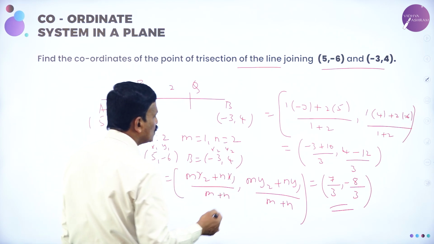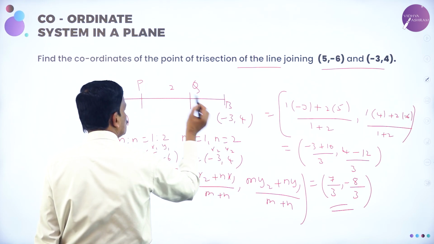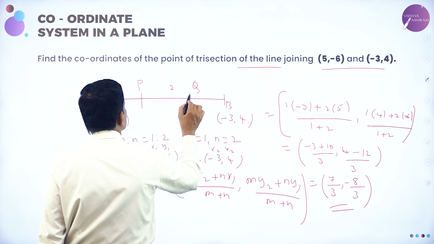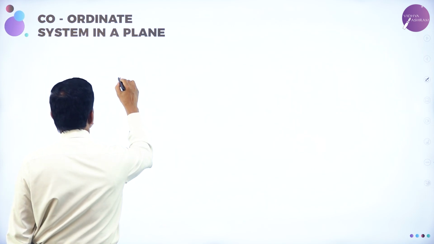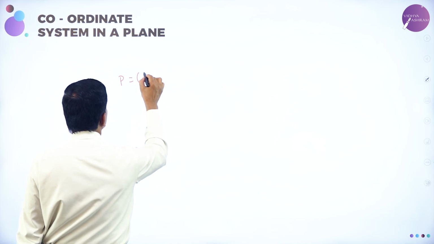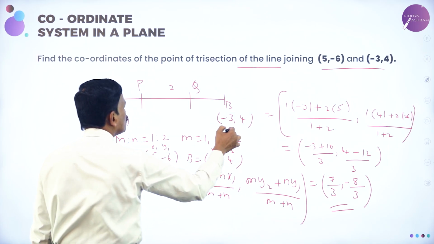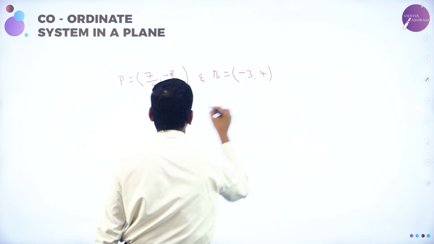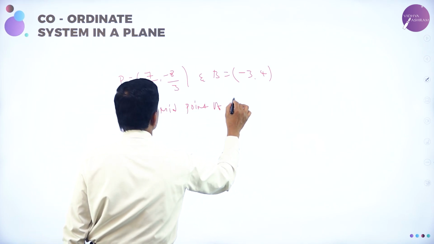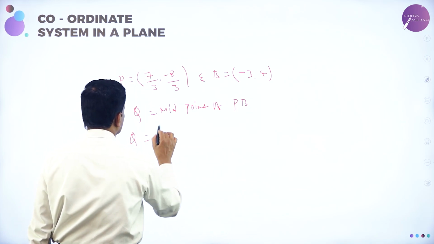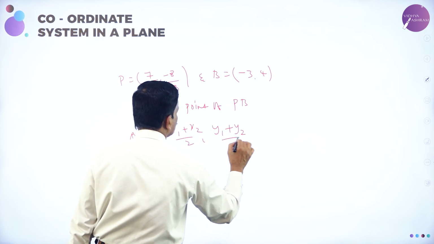Now then, since Q divides AB in the ratio 2:1, we can use the same formula, or since Q is the midpoint of PB, we can find the coordinates of Q. Here, what is P? P is equal to 7 by 3 comma minus 8 by 3, and B is equal to minus 3 comma 4. So Q is equal to the midpoint of PB. Therefore, Q is equal to midpoint formula: (x1 plus x2) by 2 comma (y1 plus y2) by 2.